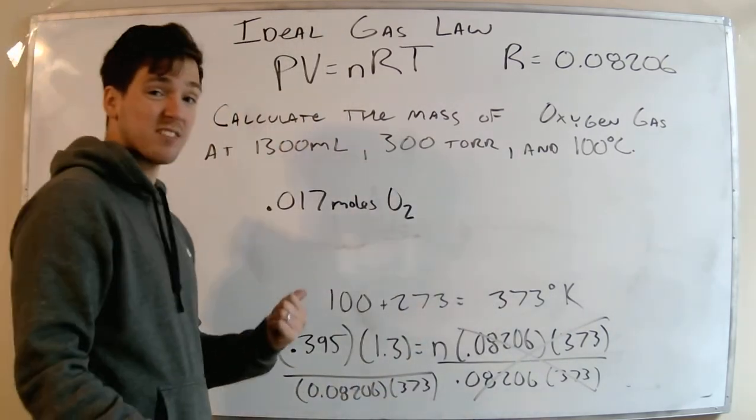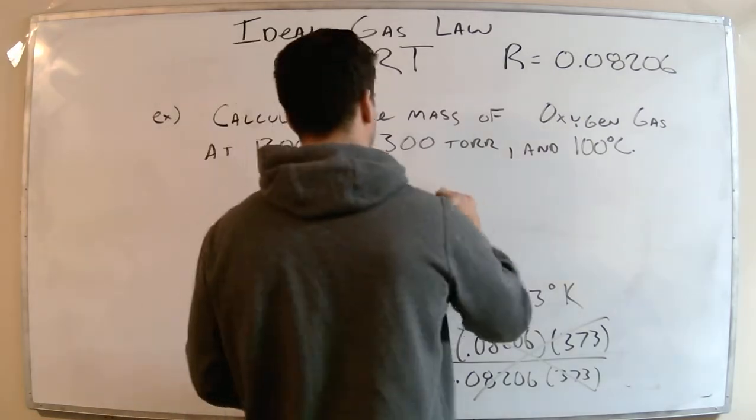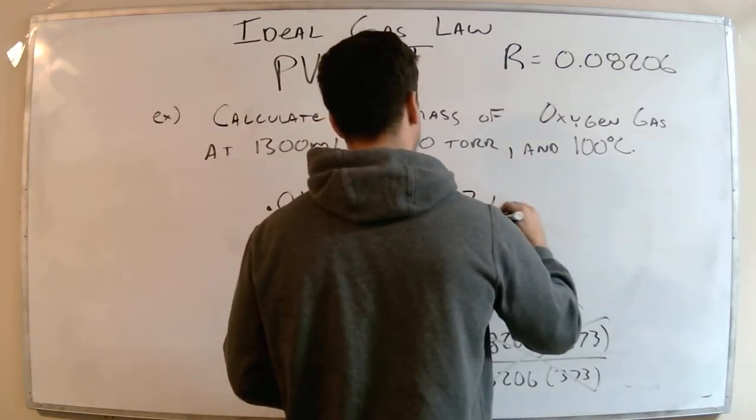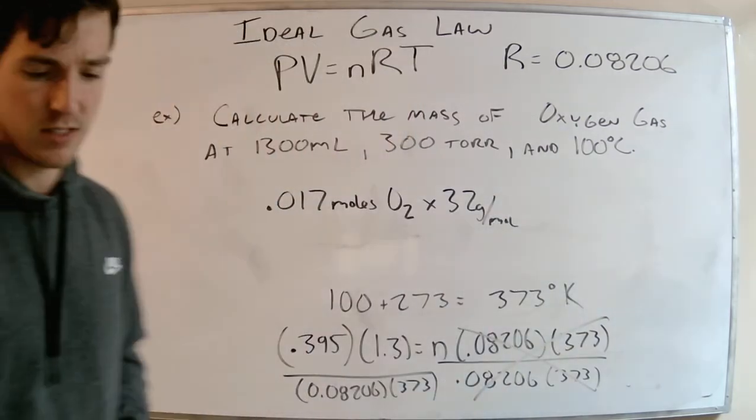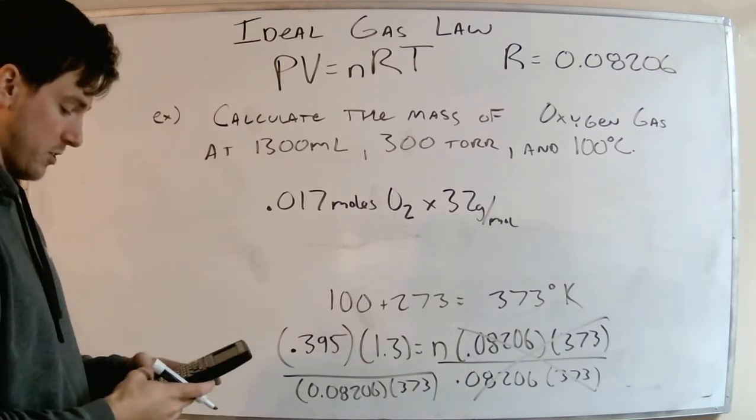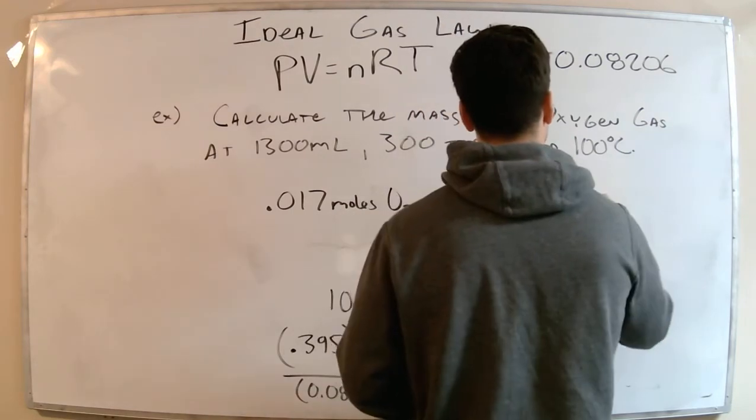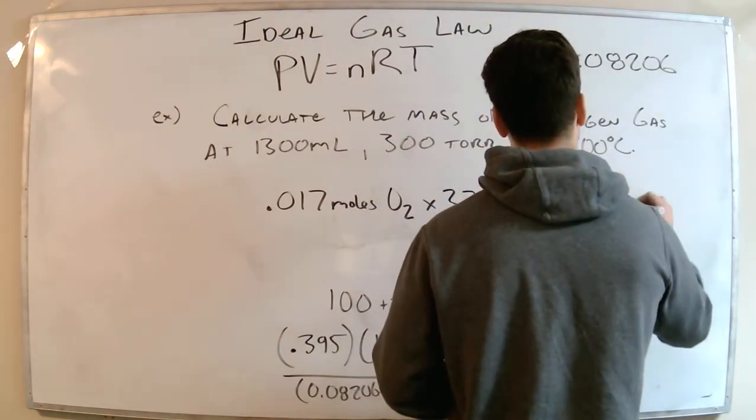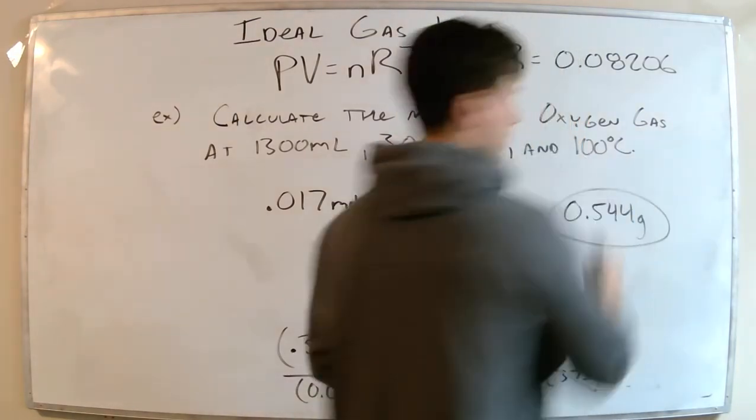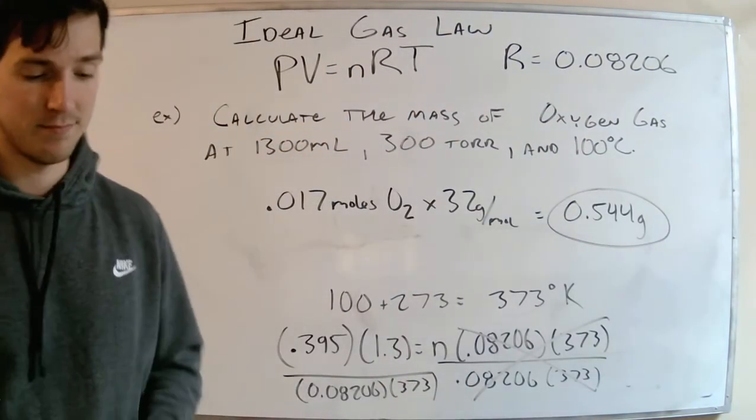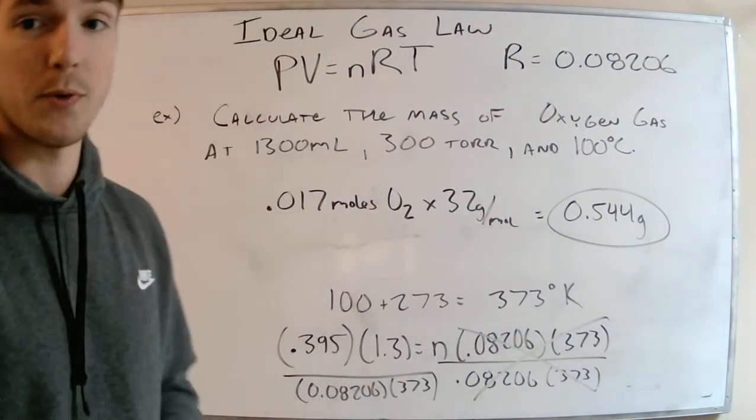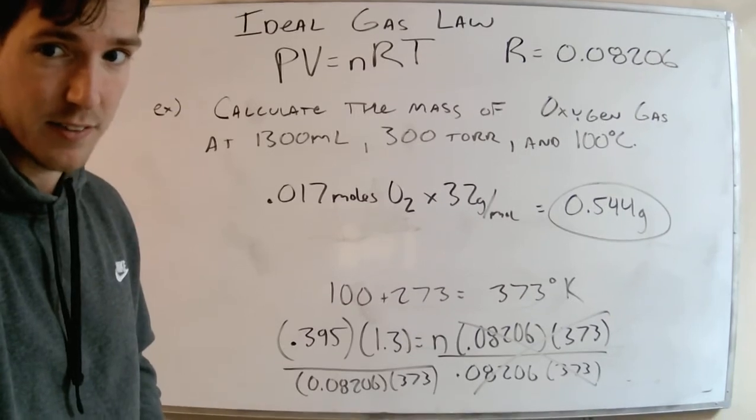So to get the mass of that, or grams, I multiply by the molar mass, which is 32. We should have that in our brains. 0.017 times 32 gives us a mass of 0.544 grams. Okay, let's do one more example, and then I'm going to move on to the last thing.